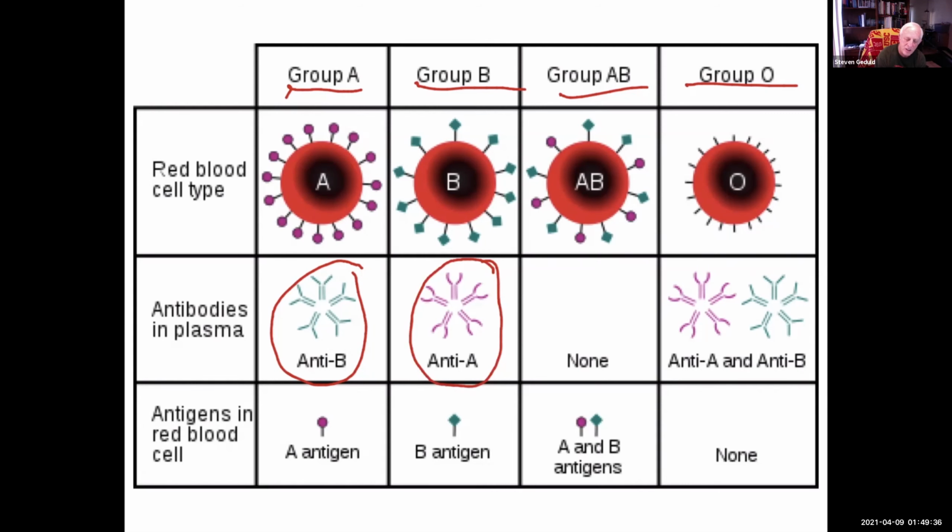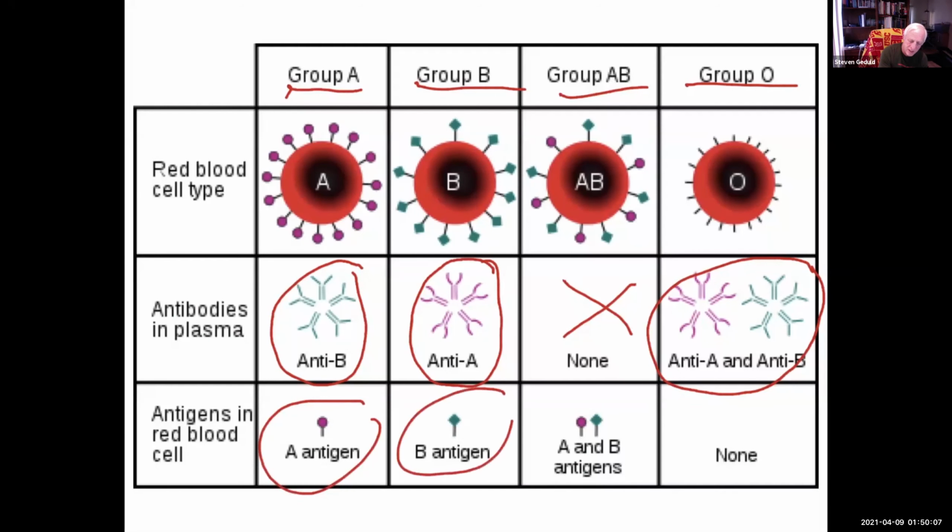If you're group AB, you don't have any antibodies because you have A and B on your own blood cells. If you're group O, you have A and B antibodies in your blood. So if you give a person that has type O blood either A or B blood, these antibodies are going to bind to it and clump it. If you take a person with AB blood, you can give them any of those, and it's not going to bind to it. So antigens on your red blood cell are A antigens, B antigens, A and B antigens, and you have no antigens in group O.